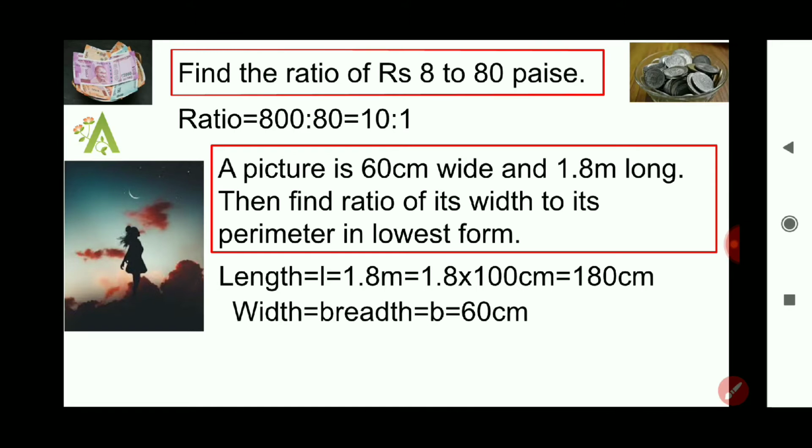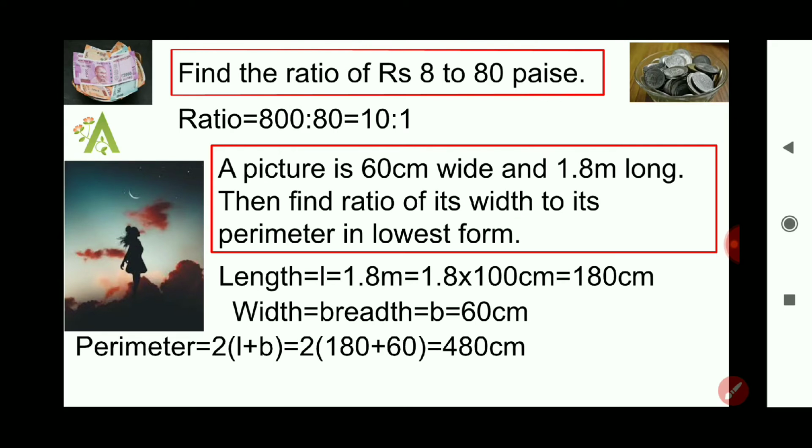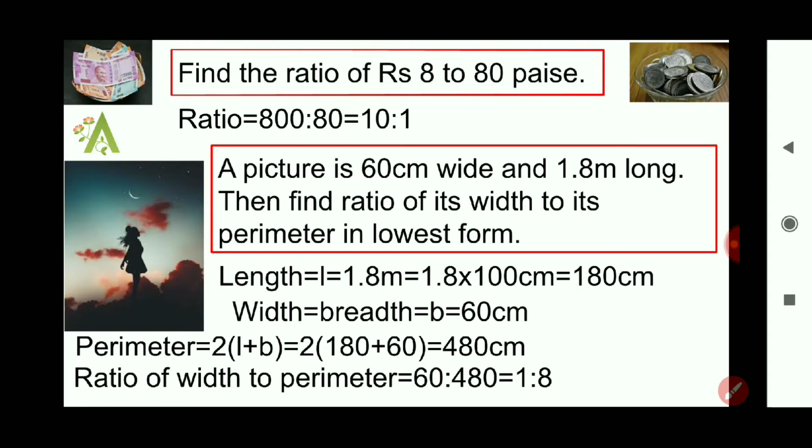And width, that means breadth, B is equal to 60 centimeters. Now perimeter. Its formula is 2 into (L plus B). From this we get its perimeter is 480 centimeters. So the ratio of width to perimeter is 60 is to 480. That is 1 is to 8.